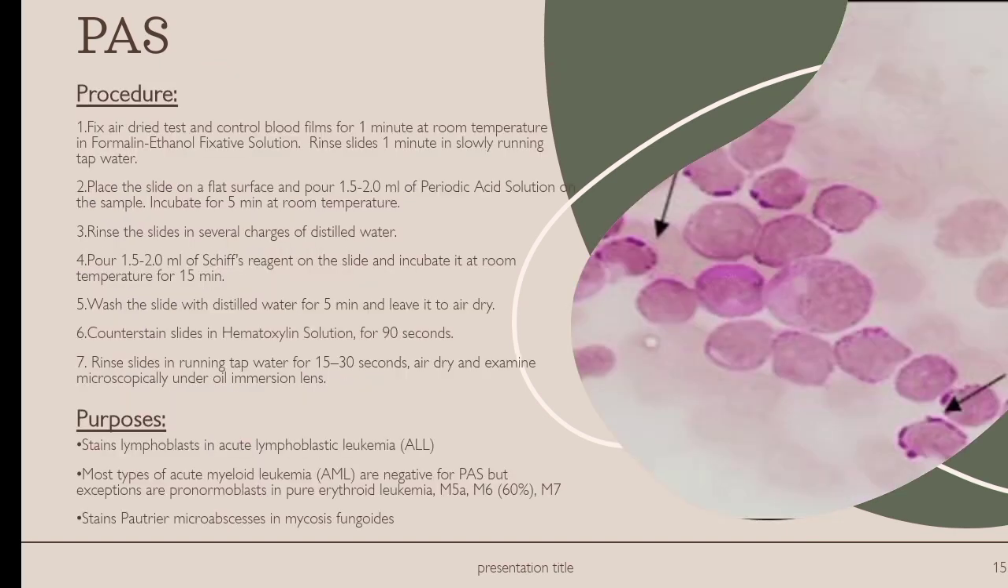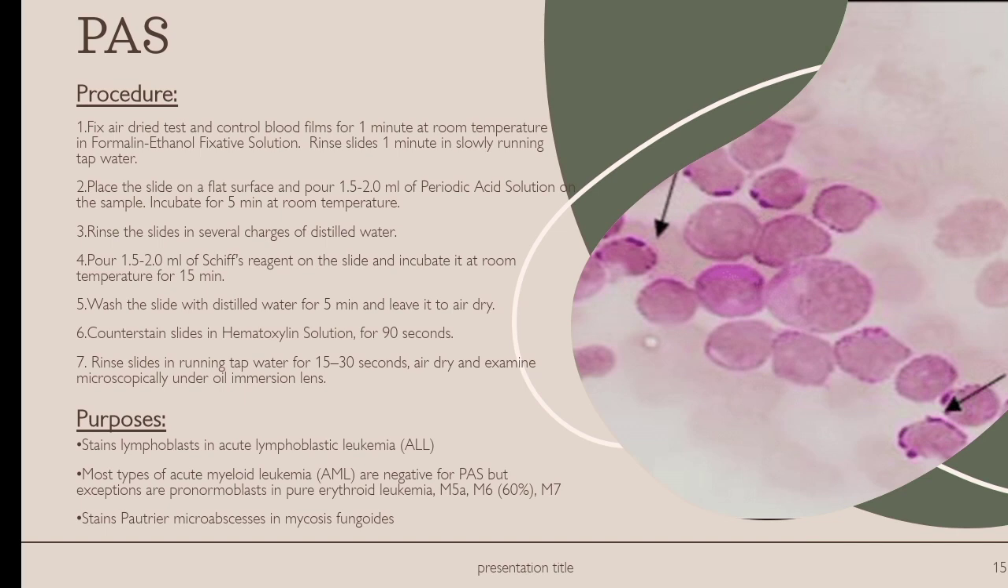Procedure: fix the air-dried test and control blood films for 1 minute at room temperature in formalin ethanol fixative solution. Rinse the slide 1 minute in slowly running tap water. Place the slide on a flat surface and pour 1.5 to 2 ml of periodic acid solution on the sample. Incubate for 5 minutes at room temperature.